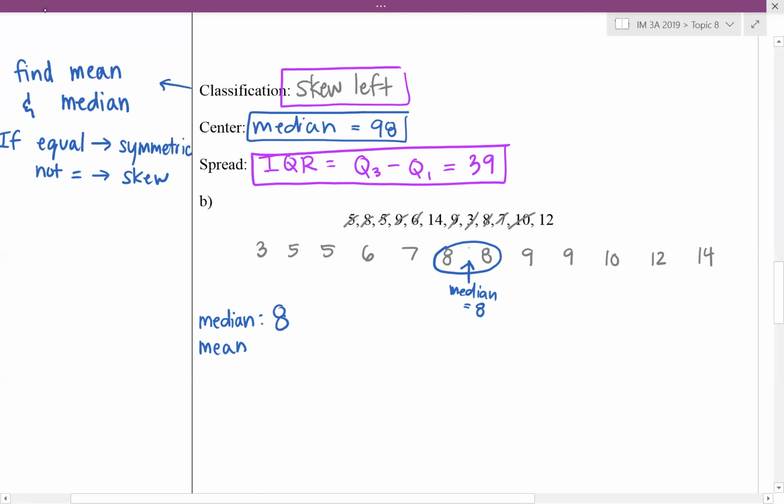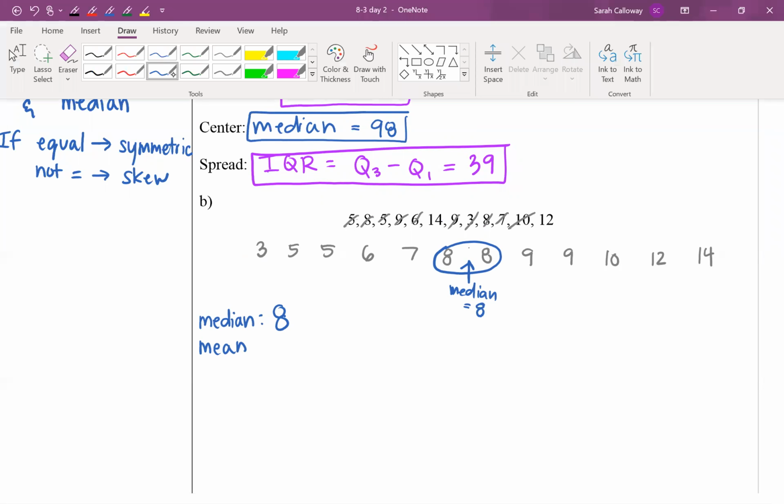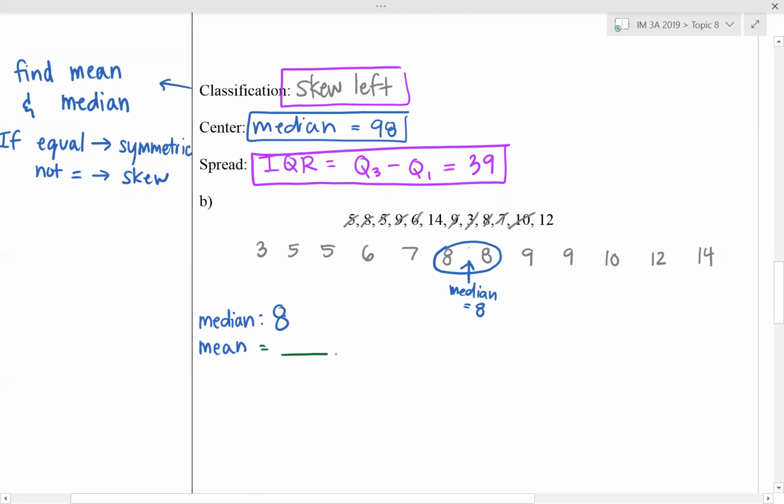And then to find the mean, we want to add up all the data values together. If I add up 3 all the way to 14, I get 96. And then we had that even number of 12 data values. So if we divide 96 by 12, we also get the number 8.